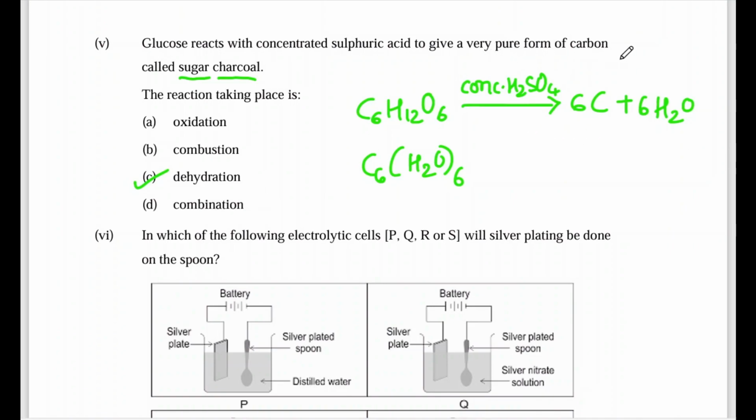This is the observation. What is the observation? A black spongy mass of carbon is formed, which is nothing but sugar charcoal.